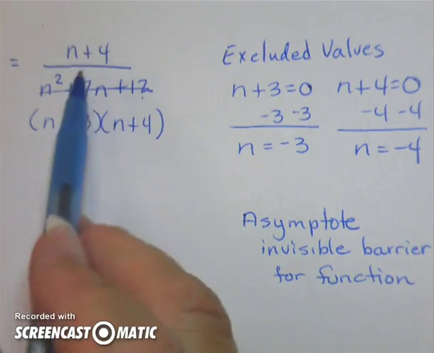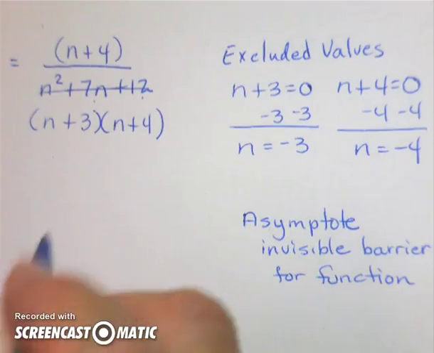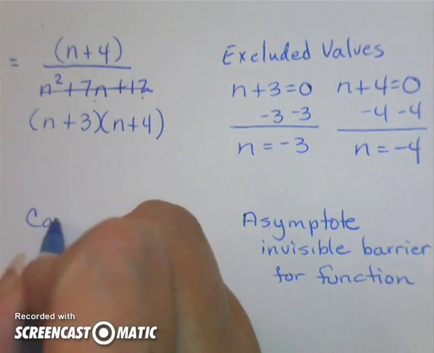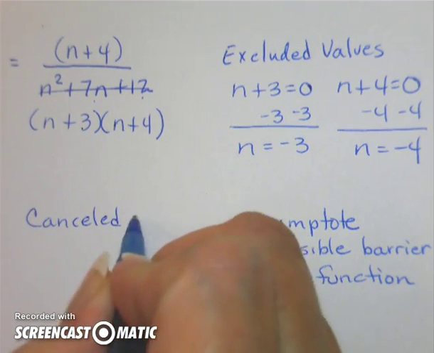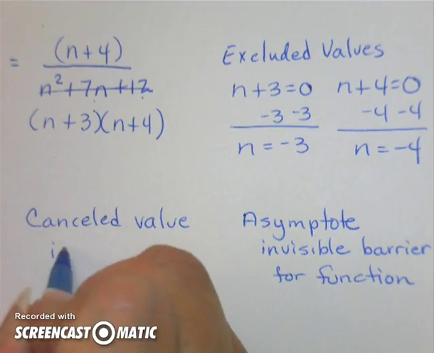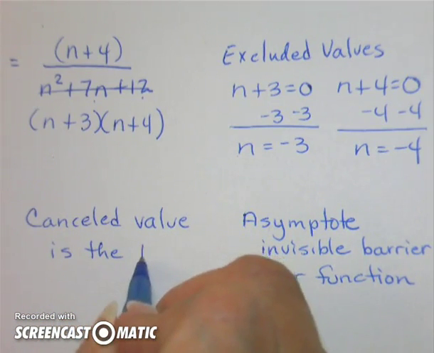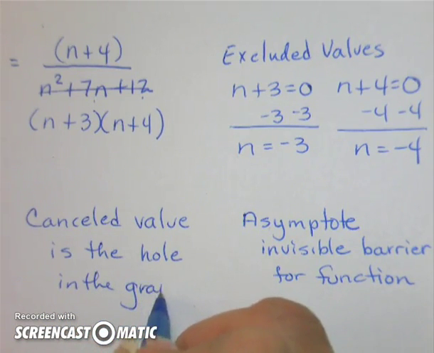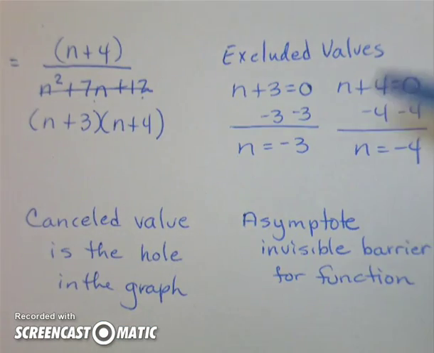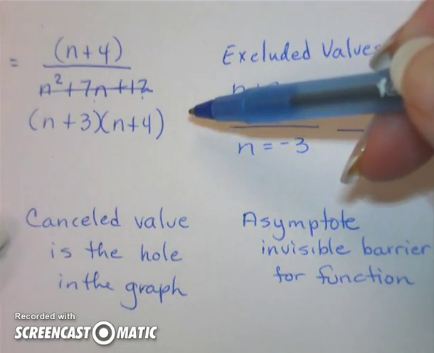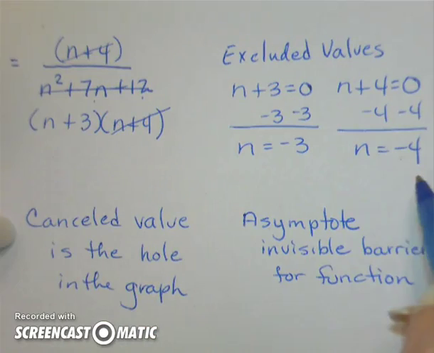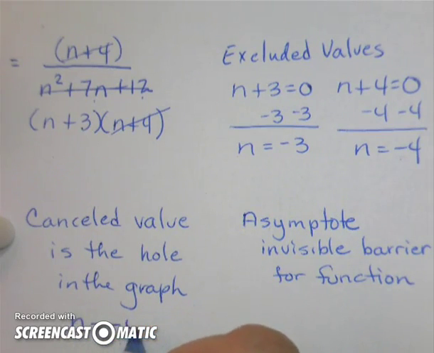When I look at my graph, the thing that I can cancel, the canceled value, is the hole in the graph. Okay, so what can I cancel on this problem? Well, I can cancel the n plus 4 and n plus 4. Therefore, n equals -4 is a hole on the graph.